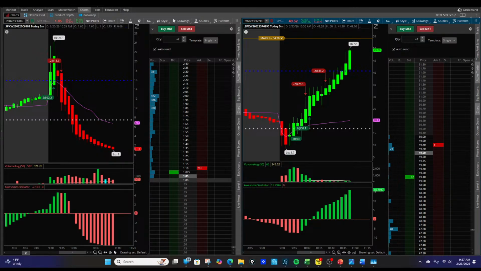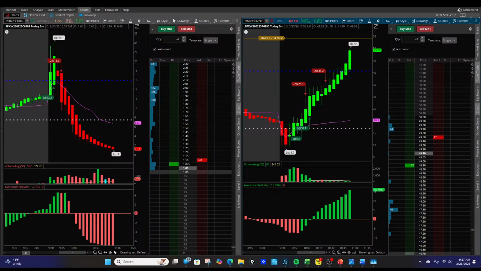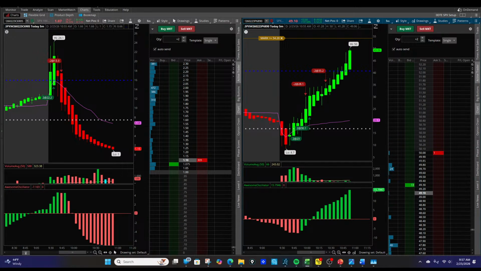I bought this one back when it was 23. I just love to look and see what it could have been, because that just gives me such hope and faith that the system is working and it's good.